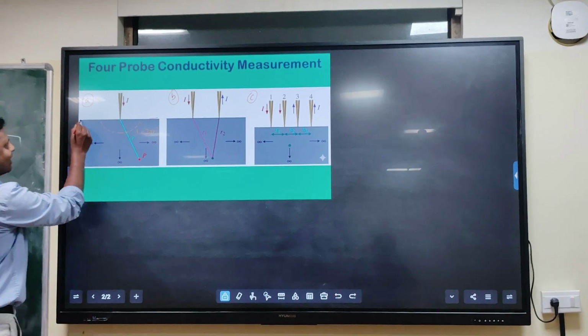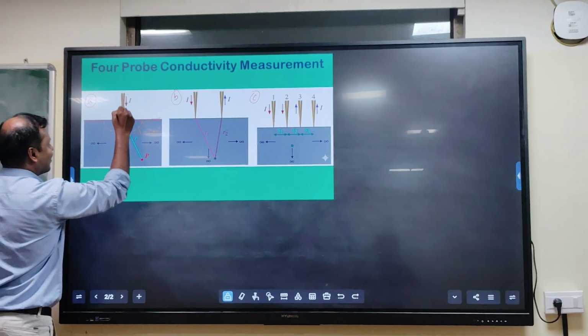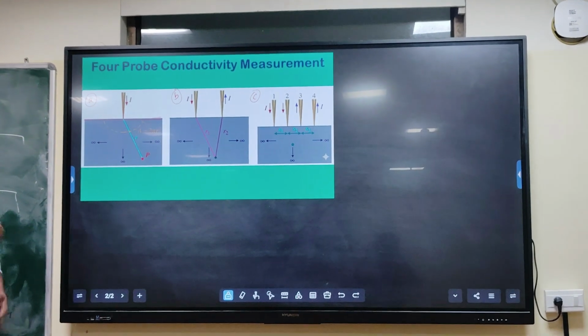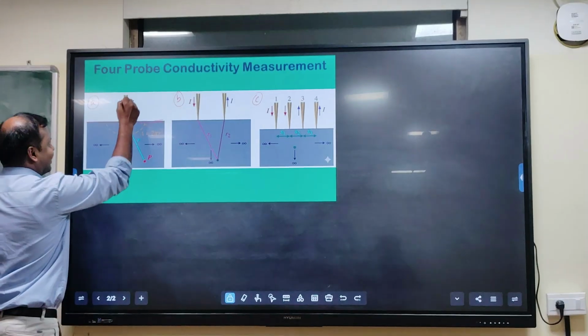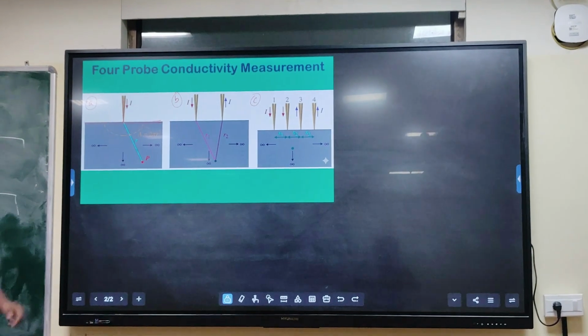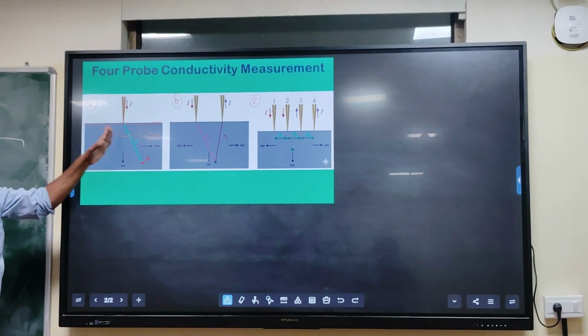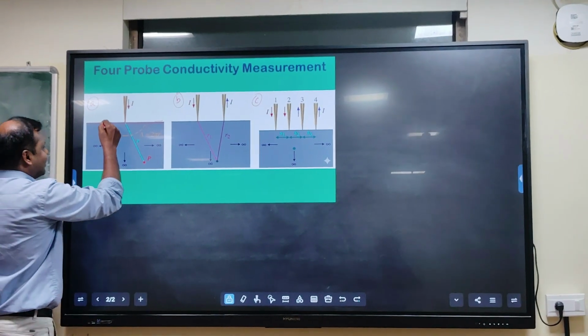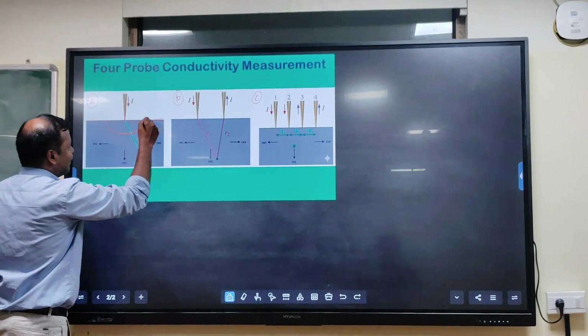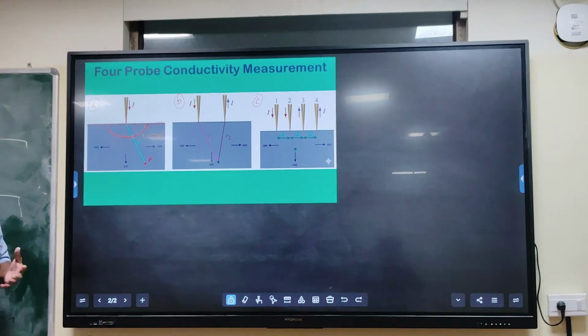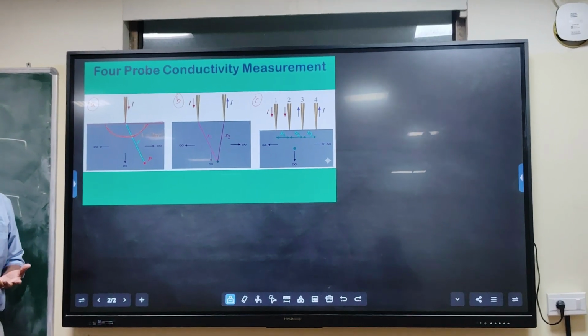So we have a sample here. The probe is placed on the sample, and a current I is passing through this sample. Because of this current flow, the spreading of the current will be something like this. It will be spherical.